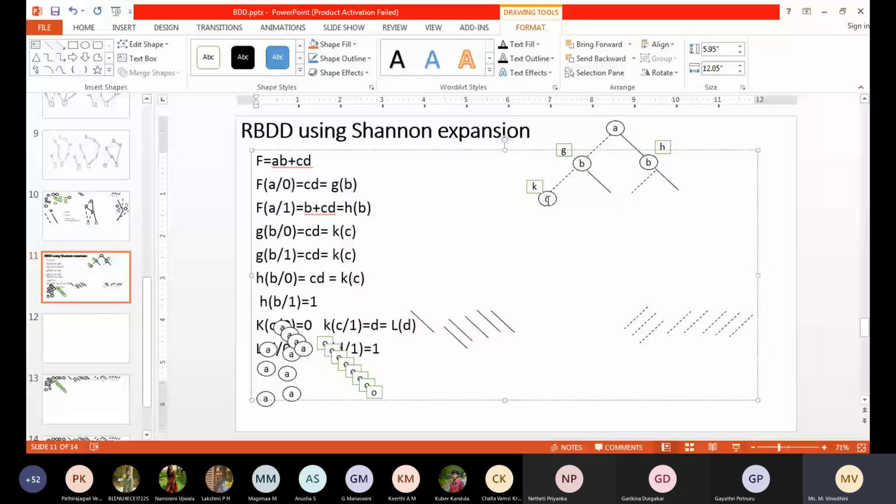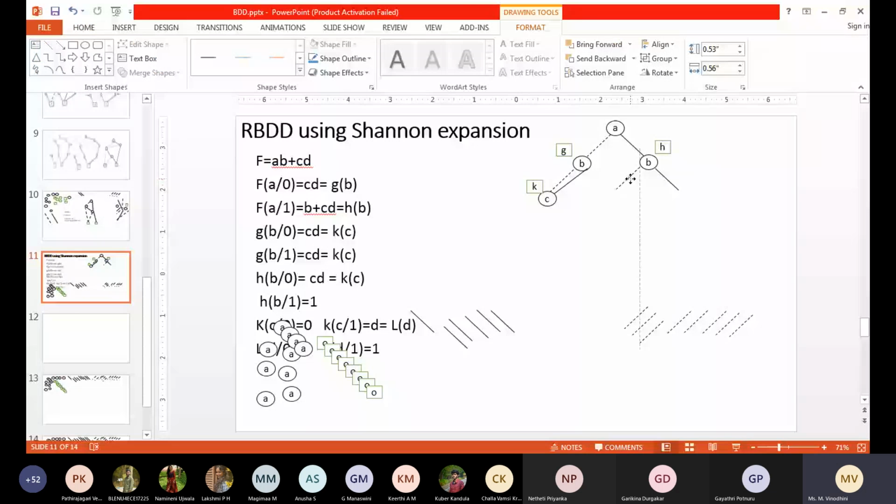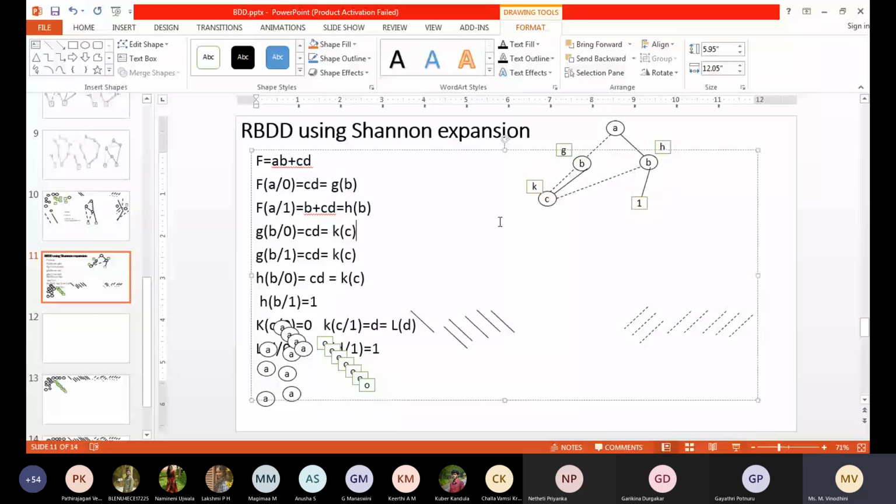So now what I will do, I will connect like this, same C. Next, when H is 0, it is again going to K of C only. So from 0, it is going to K of C only. Then H of B, when it is 1, it is going to 1.